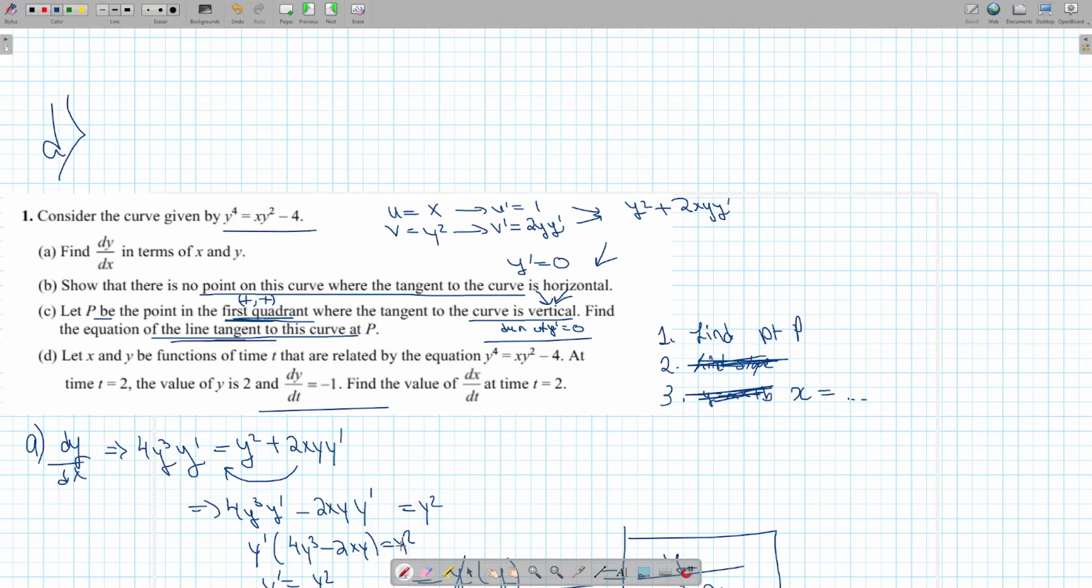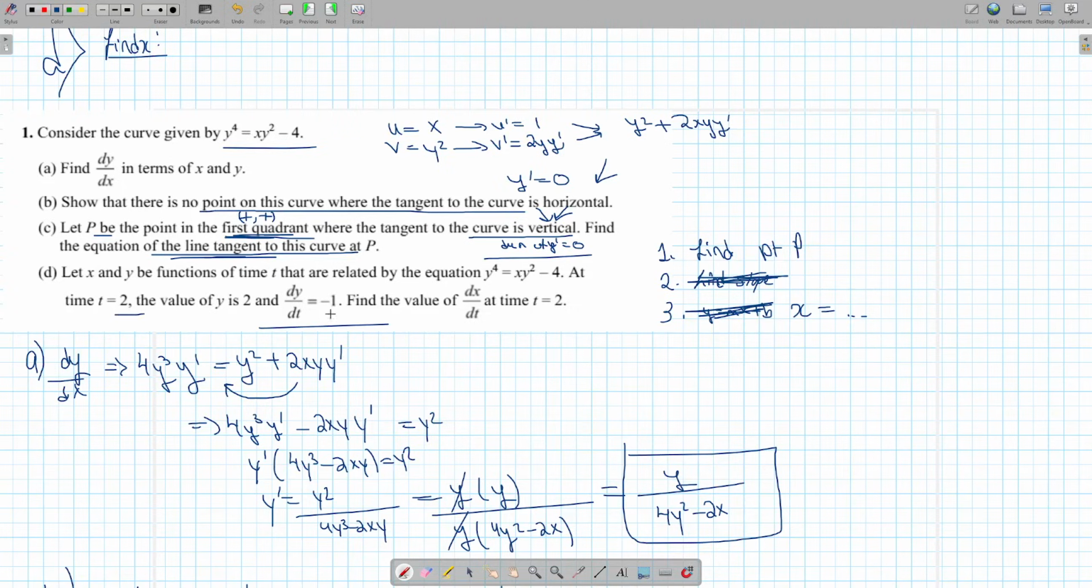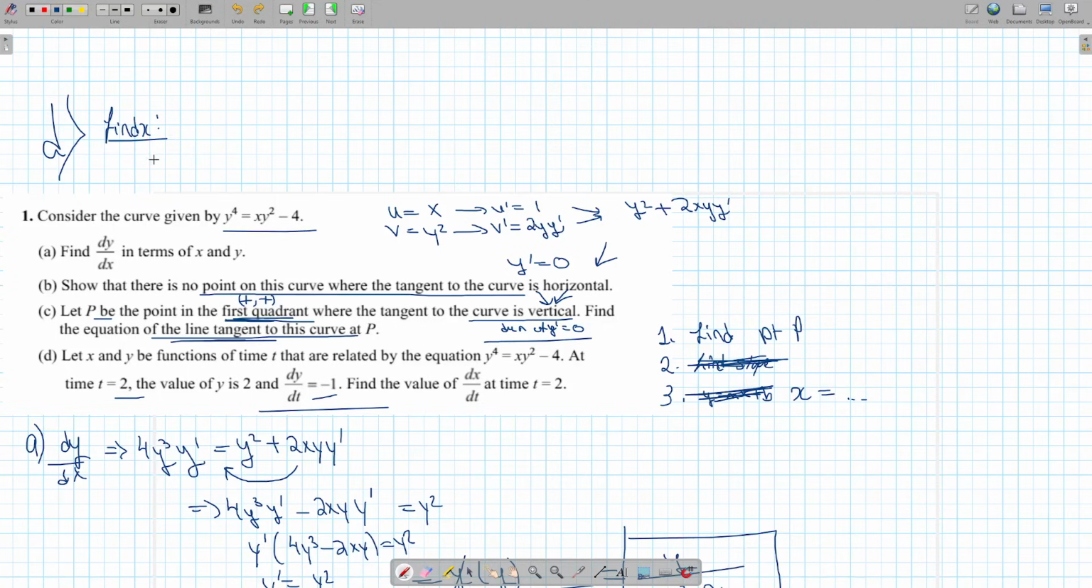Okay, for part D, the first step is to find x, okay? How do we find x? We substitute all of this given stuff in the original equation, so we can find x, because if you don't find x, we can't continue. So we know that y is 2, so it's gonna be 2 to the power of 4 equals x times 2 squared minus 4.